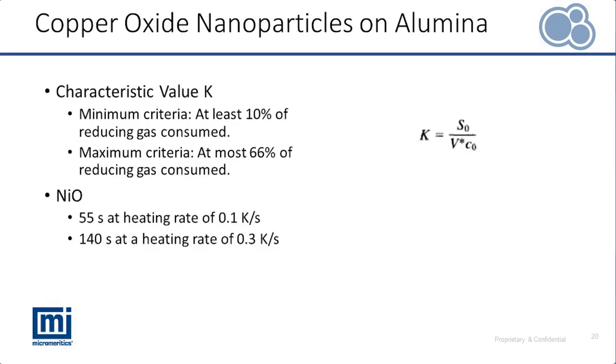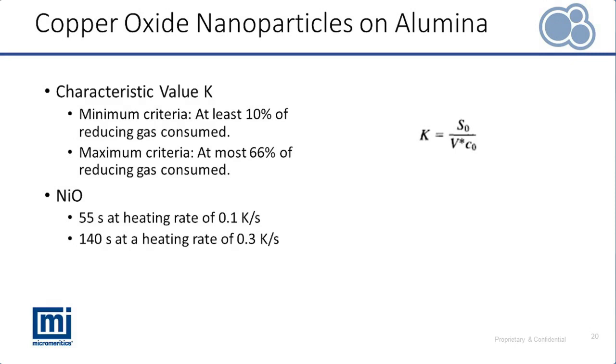The sensitivity of TPR can be optimized based on the selection of these experimental conditions, with a calculation of a characteristic number K. K is calculated by the amount of reducible species over the total flow rate multiplied by the concentration of the reducing gas. Dimensions are in seconds. When considering all the parametric sensitivities, the following criteria were proposed by Monti and Baiker.